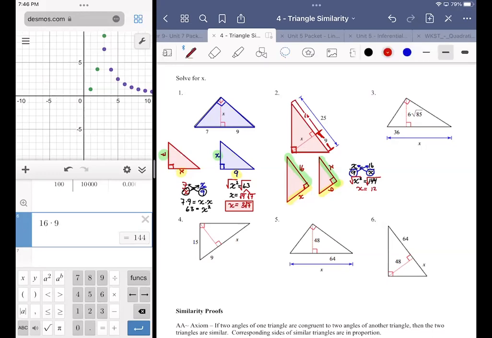So again, in any instance where you have a right triangle where they drop an altitude, you'll have 3 triangles that are in proportion. This one, and then the whole shebang, the big boy.